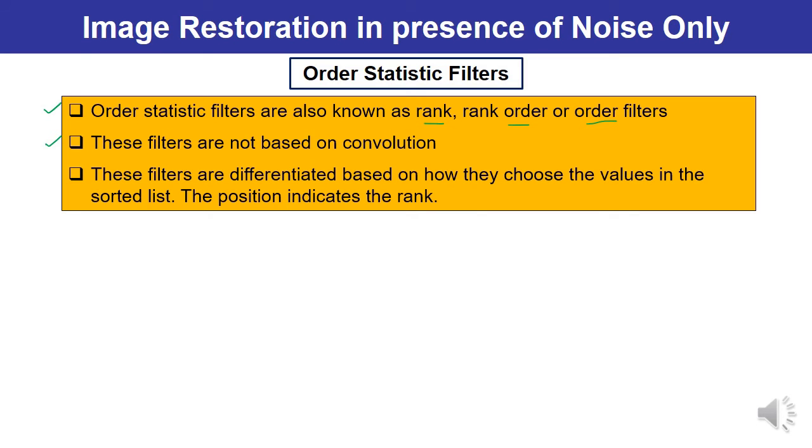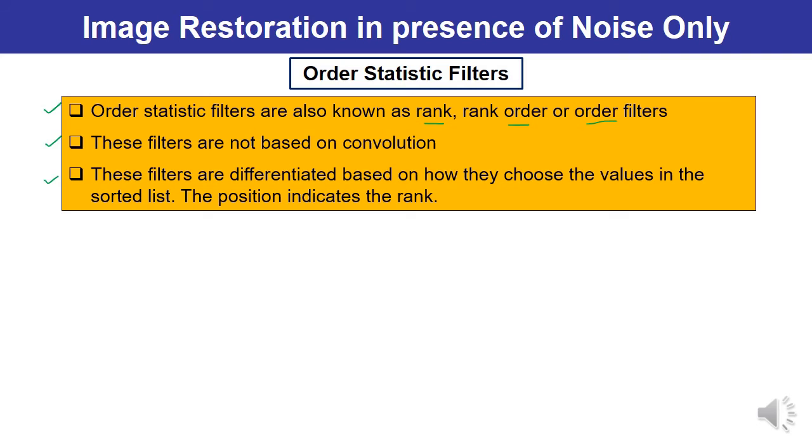These filters are differentiated based on how they choose the value in the sorted list. Whatever values you are getting in a window, first it must be sorted as per the requirement, and accordingly, depending upon the type of order or rank, the center pixel value is taken. So this position indicates the rank, which is very important here.